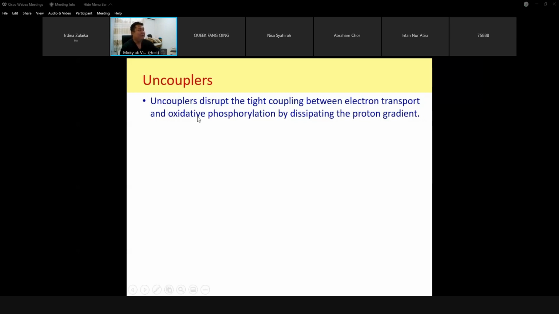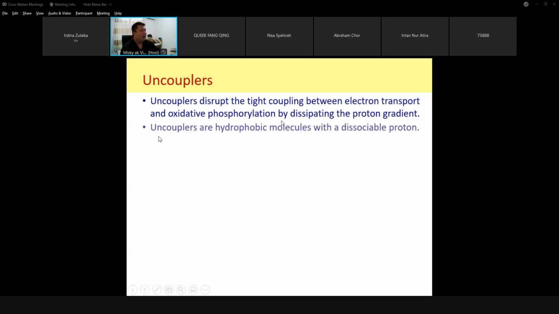Okay, now uncouplers will disrupt the coupling between the ETC and the oxidative phosphorylation. Meaning that there is still movement of H, but not through the two processes now. And usually it's by a third element.